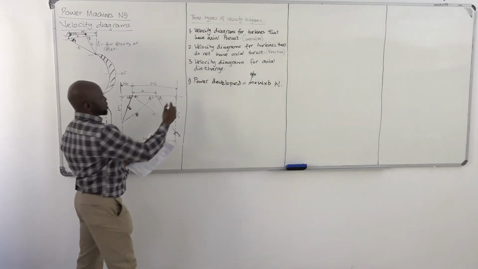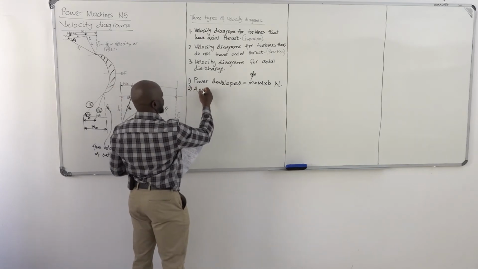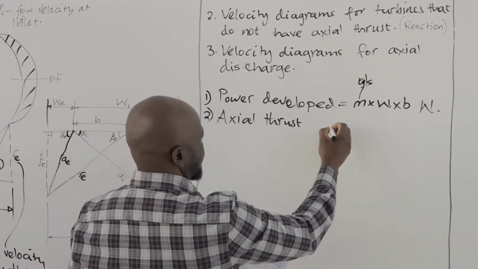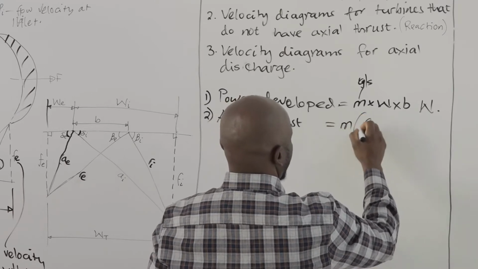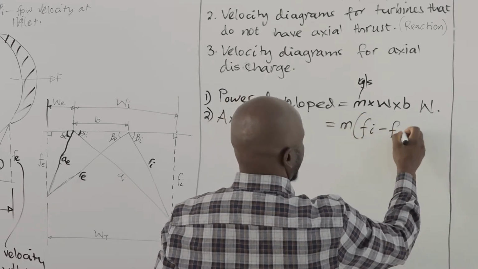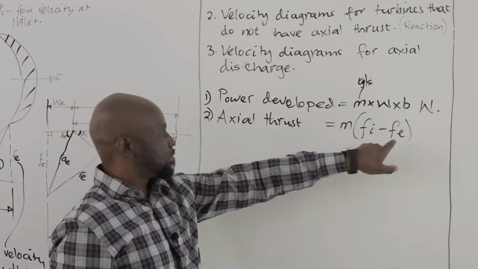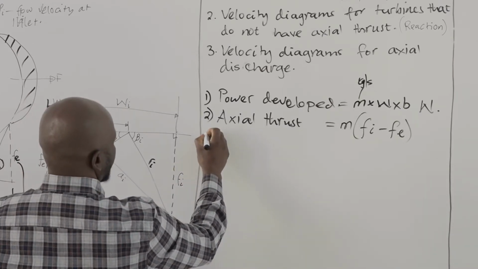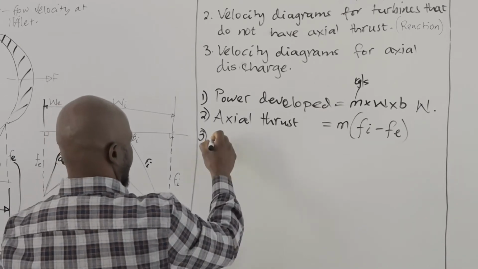Then we also do velocity diagrams in order to calculate our axial thrust. Axial thrust is given by the mass into Fi minus Fe, which simply means the mass into flow velocity at inlet minus flow velocity at outlet. Then we also do velocity diagrams in order to calculate the diagram efficiency.